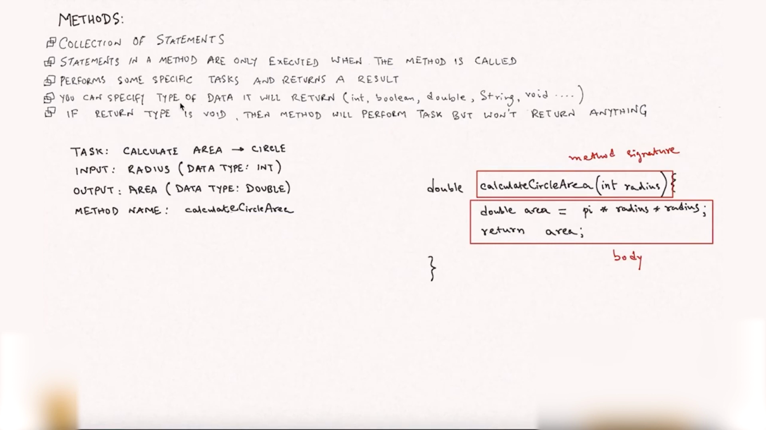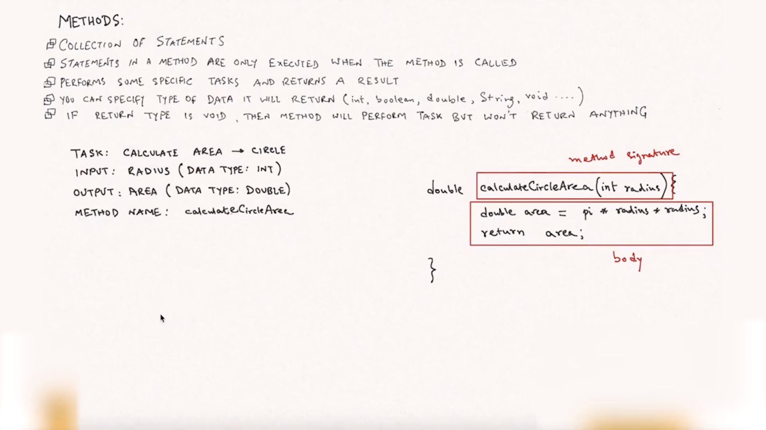And you can specify the type of data it will return, right? So we specified that the return type would be double. Of course, area would be double because this will be a decimal number. So now you know how the method is constructed and what the different parts of the method do and what they mean. One last thing that I would like to mention here is that here you've seen a method that has one input, right?